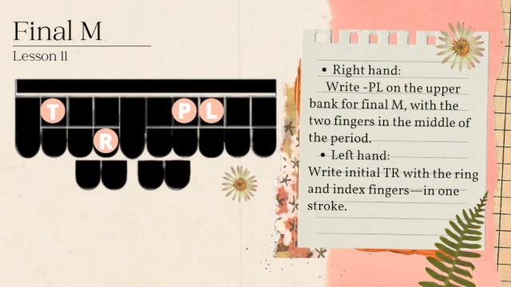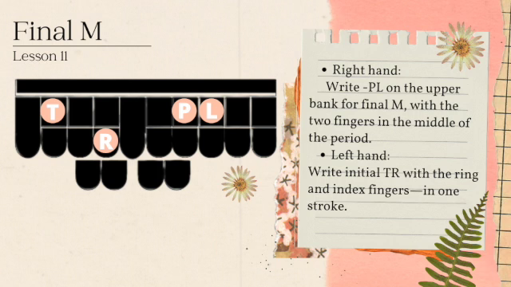Okay, we have here lesson 11, that's final M. So using your right hand, you write final PL on the upper bank for final M, with the two fingers in the middle of the period. So again, final M is right, middle, and little fingers. So it's final P and final L.